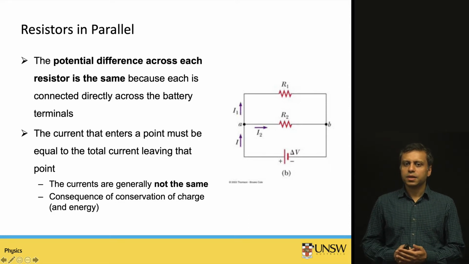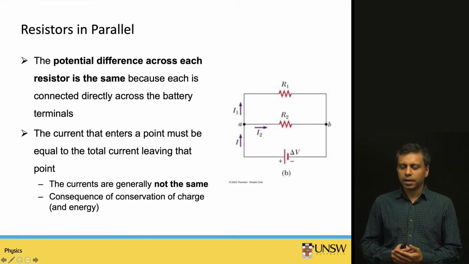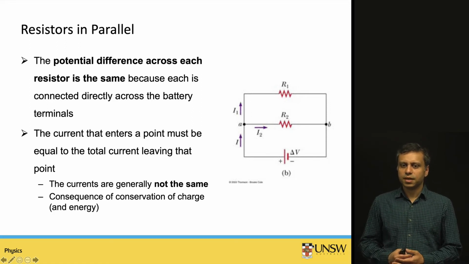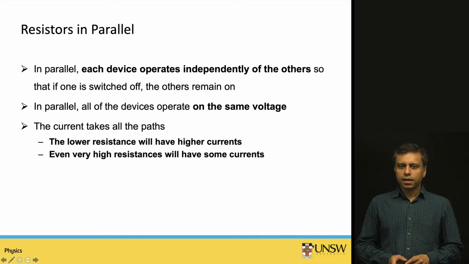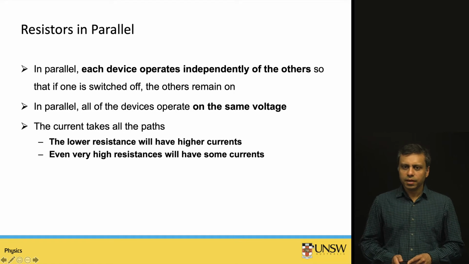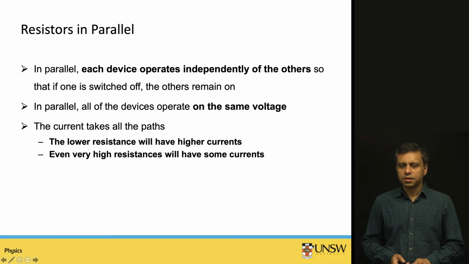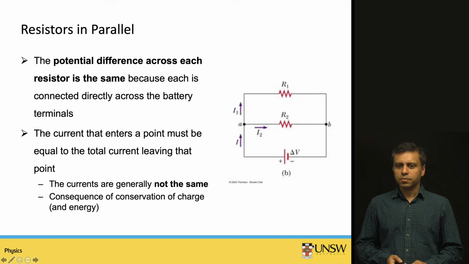The currents flowing through them can be different if the magnitudes of the resistances are different. But the point is that the current again adds up. The current at one point gets divided into components, and then it recombines. So in parallel, each device operates independently of the others. If you break one of the current paths, the other device still works. If you break the current flow for R1, the current can still flow through R2. So R2 still is working in the circuit.